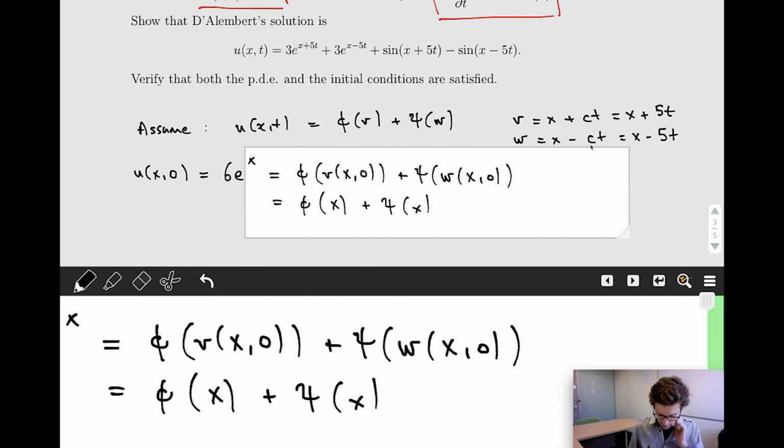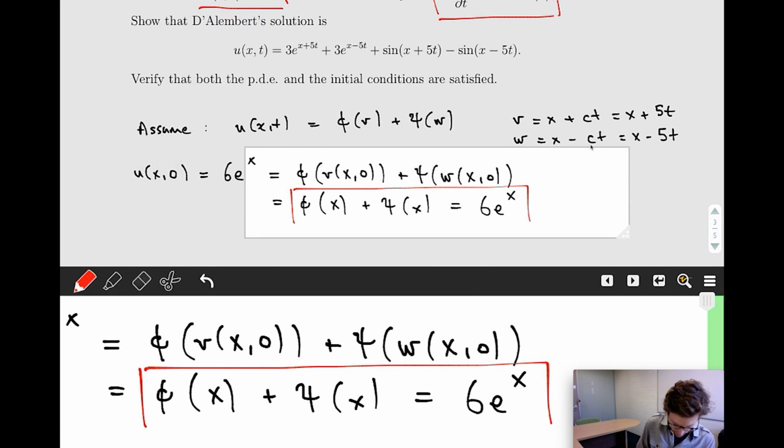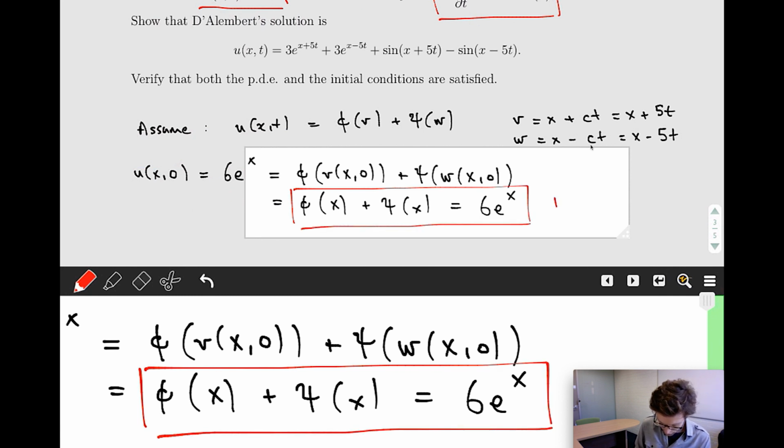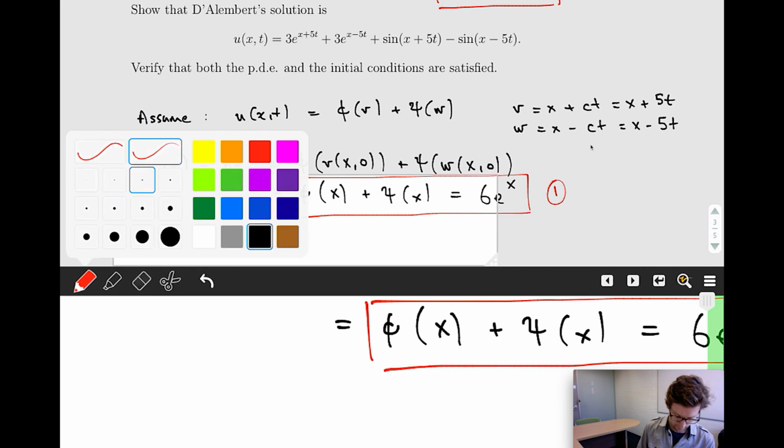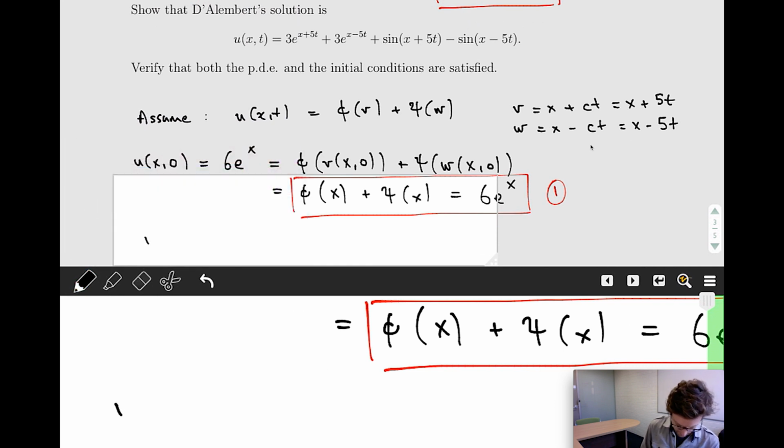So this is interesting because now I've got an expression here for phi of x plus psi of x. Everything just involves x. There's no mention of t anywhere. So I'm going to put a box around this and call it equation 1. We're going to make use of that equation to solve for phi and psi. But I need another piece of information. I'm going to need to use the initial velocity, that is the derivative of u with respect to t when t is equal to 0.